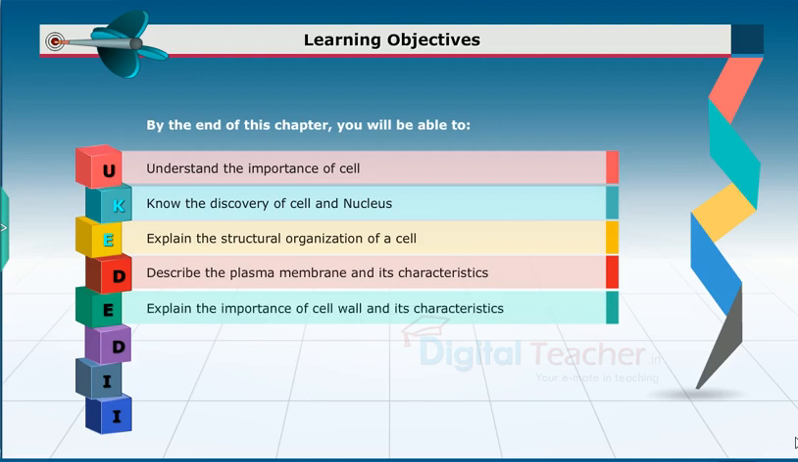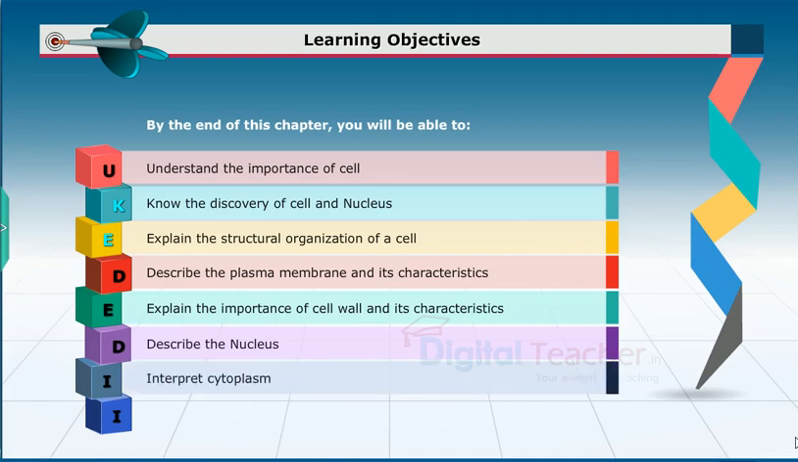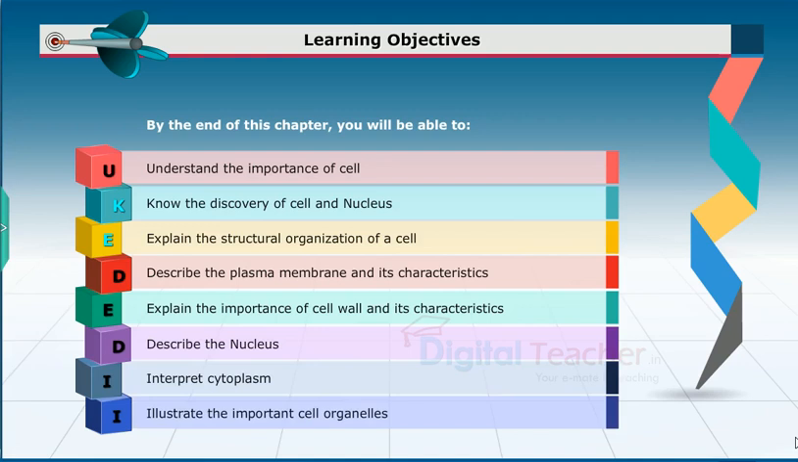Explain the importance of cell wall and its characteristics. Describe the nucleus. Interpret cytoplasm. Illustrate the important cell organelles.